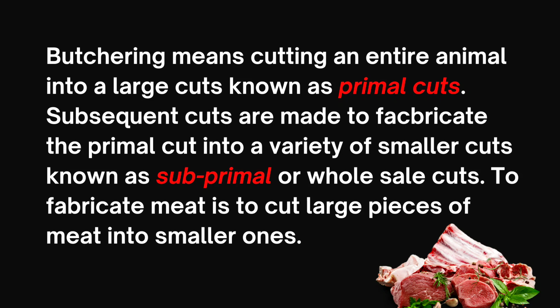cuts. So from the carcass or the dead body of, for example, the beef, the carcass will be cut into large pieces, and that is what we call the primal cuts. And the primal cuts will be cut into pieces, and that will be called subprimal cuts or the sale cuts.